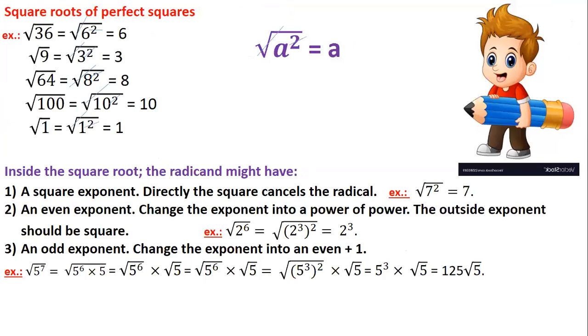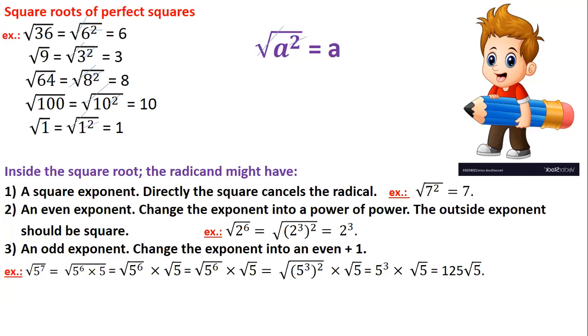Now I will talk about square roots of perfect squares. What do we mean by perfect squares? The radicand can be written as a number squared, like radical a squared. The square cancels the radical and we get a. As examples, we have radical 36. 36 is 6 squared. The square cancels the radical, so it is 6. Radical 9 is equal to radical 3 squared. The square cancels the radical, we get 3.